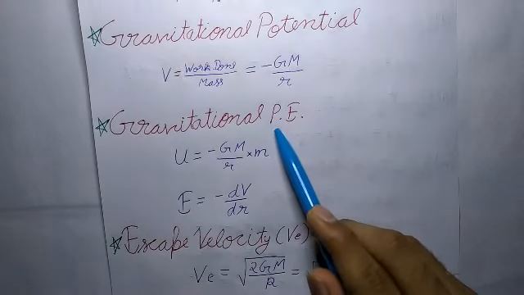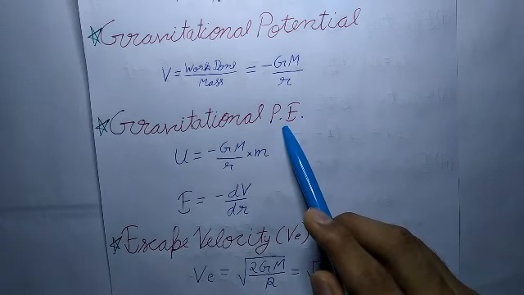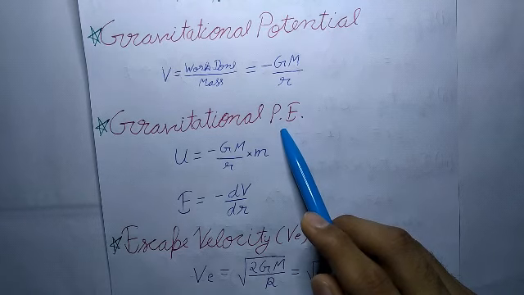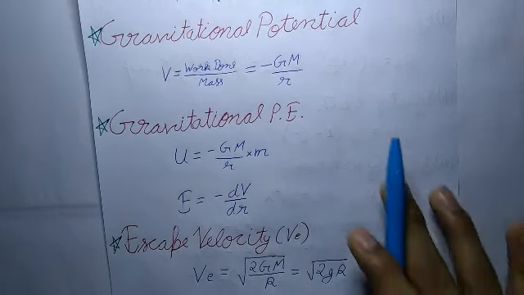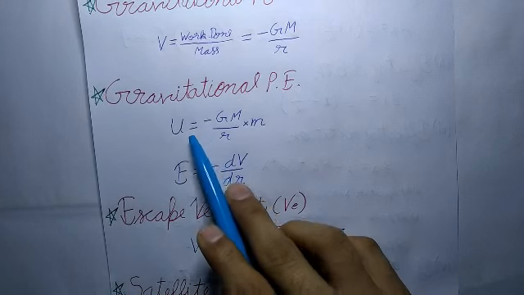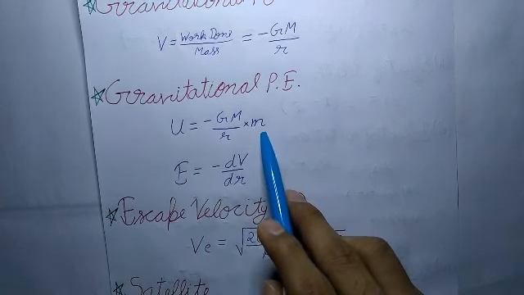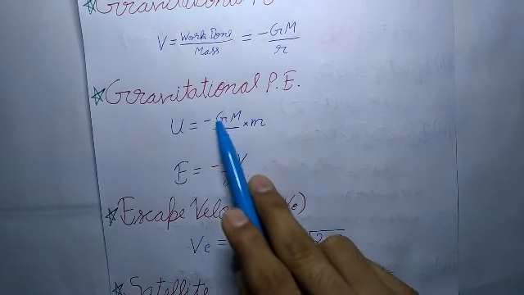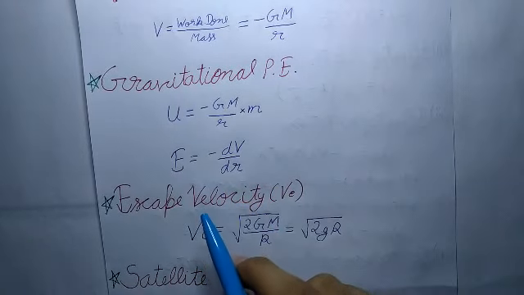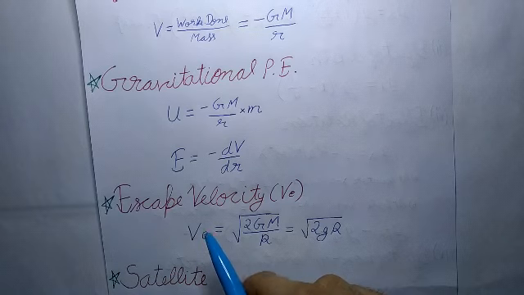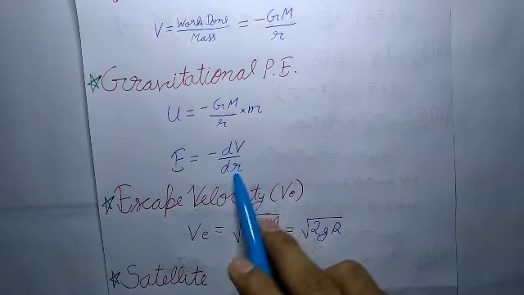Now, gravitational potential energy. The gravitational potential energy of a body may be defined as the energy associated with it due to its position in the gravitational field of another body, and is measured by the amount of work done in bringing a body from infinity to a given point in the gravitational field of the other body. Gravitational potential energy is equal to gravitational potential into mass. So we can say that U = -GM/R into m. Gravitational intensity E and gravitational potential V at a point are related as E = -dV/dr.